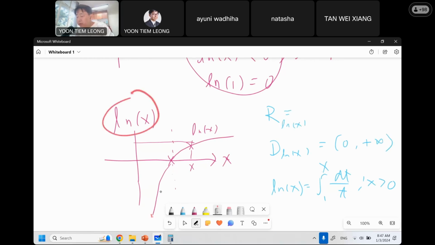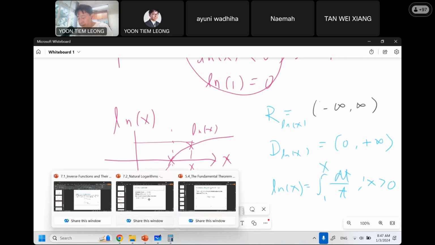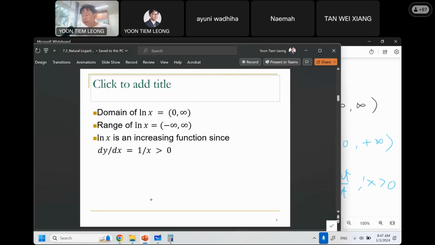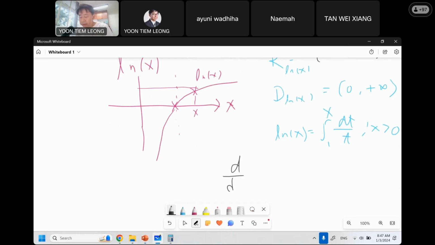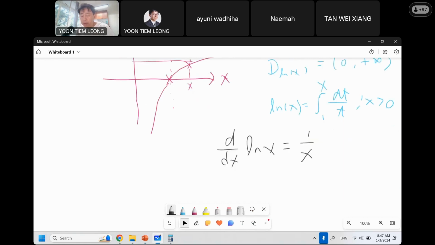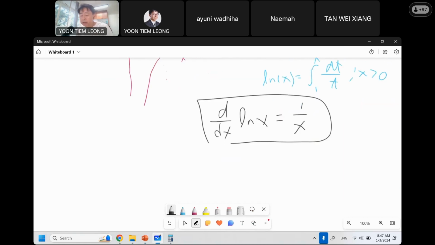The range of the natural log ranges from negative infinity all the way up to positive infinity. That is what the slide here is saying. The next thing we want to talk about is the derivative of the natural log, which is just equal to 1 over x. This is a result that could be easily understood.